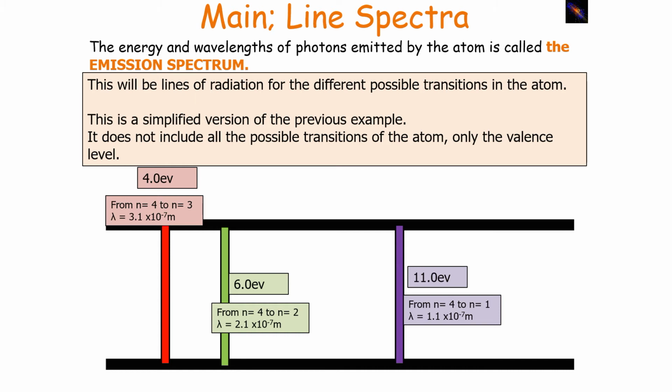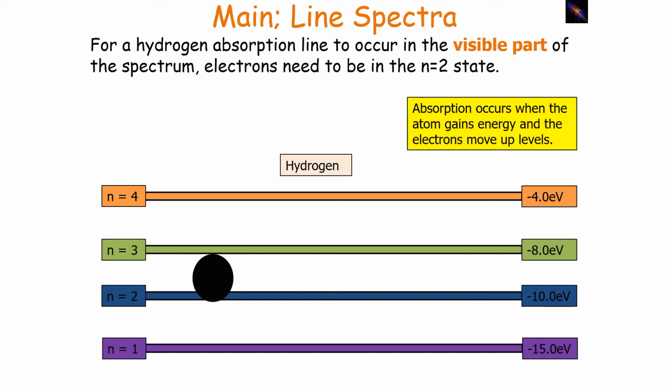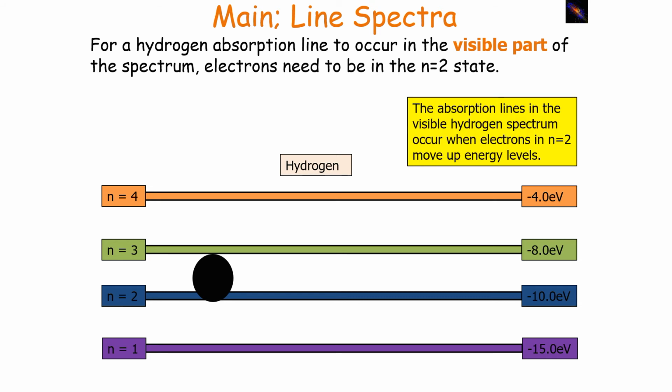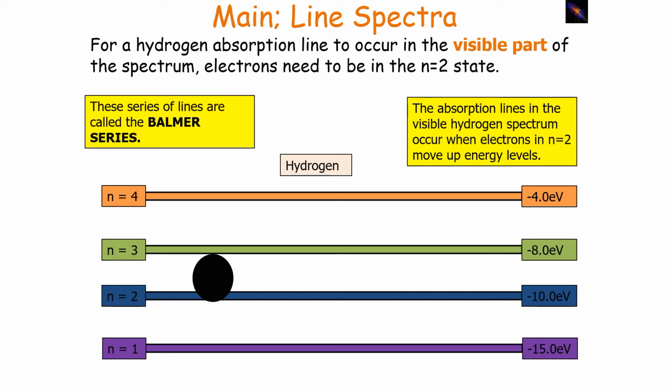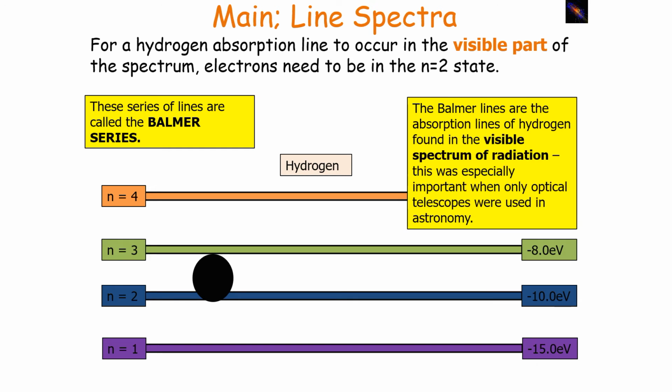So this links into stars because for a hydrogen absorption line to occur in the visible part of the spectrum, electrons need to be in the n equals 2 state. Now absorption occurs when the atoms gain energy and the electrons move up energy levels. So in this case, the electrons in the n equals 2 state for hydrogen are moving up energy levels. Now these series of lines are called Balmer lines. The Balmer lines are seen in all stellar spectra when light emitted by the star has been absorbed by hydrogen atoms in the stellar atmosphere as the light passes through it. So the Balmer lines are very, very important because they are found in the visible spectrum of radiation.